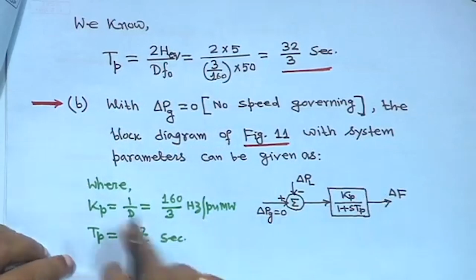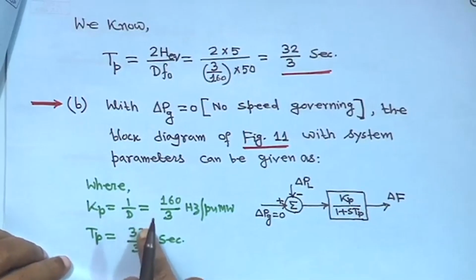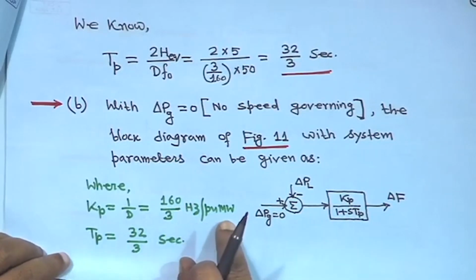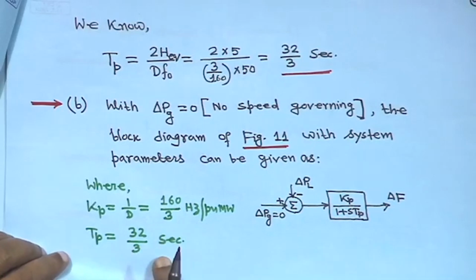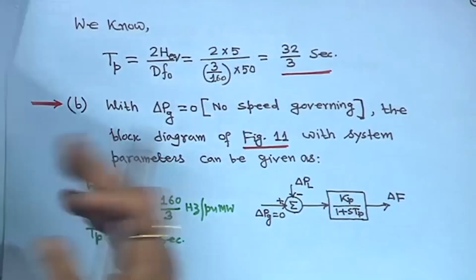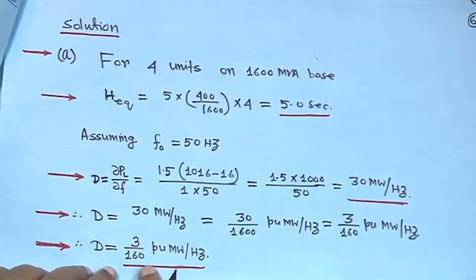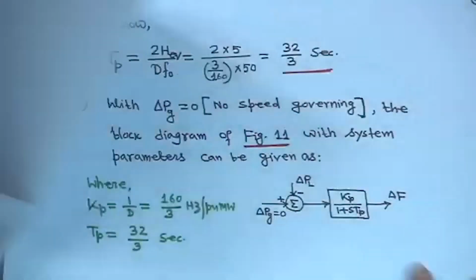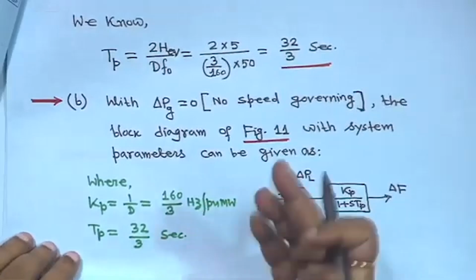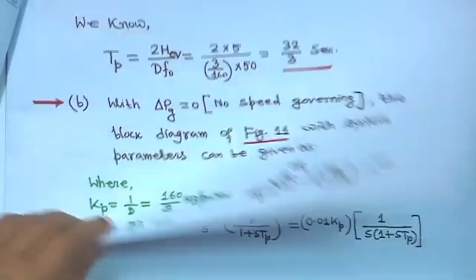Kp is equal to 1 upon D. D is whatever we have got, 3 by 160, so Kp is 160 by 3 hertz per megawatt. D is equal to 1 upon Kp, and Kp will be 160 upon 3. So that is 160 upon 3 hertz per unit megawatt, because the unit also will be changed, and Tp is equal to 32 by 3 seconds.